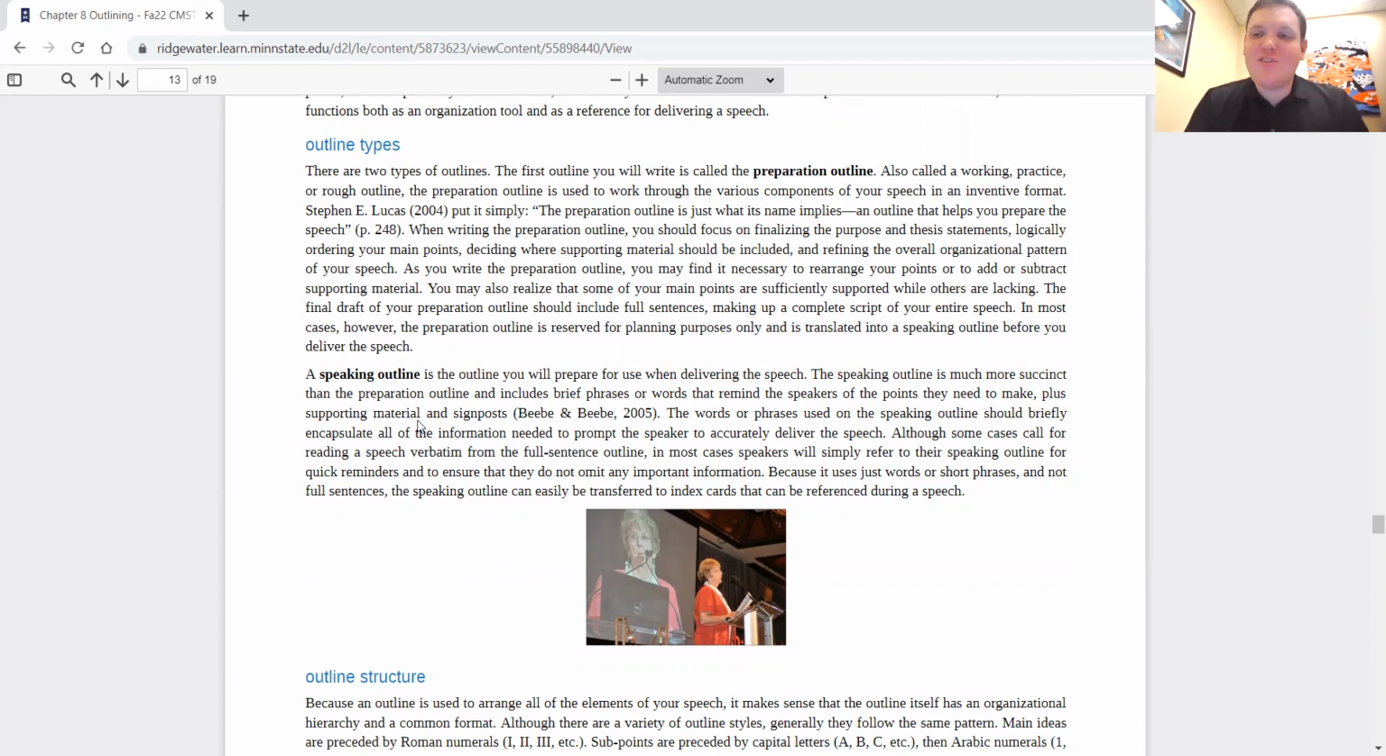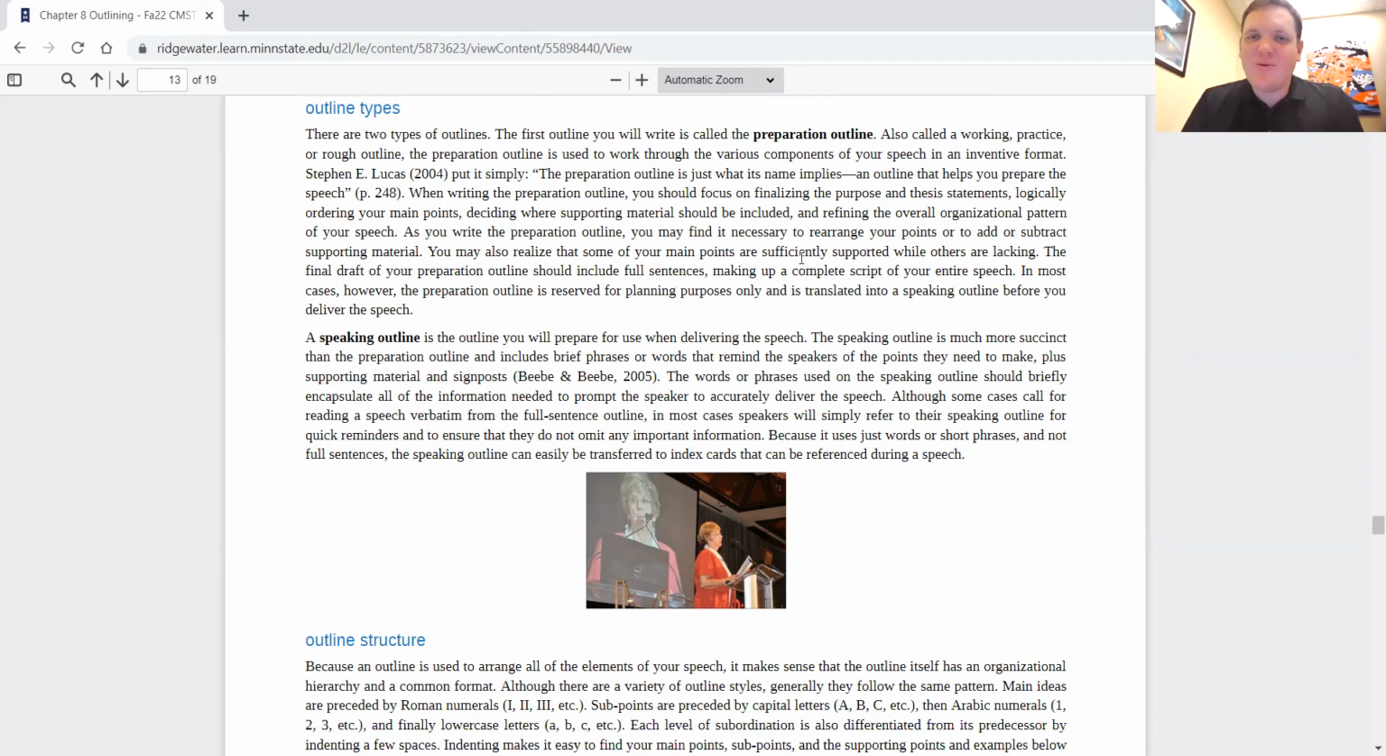A speaking outline, you may just have some keywords that make sense to you, but may not make sense to another person. So if you're getting feedback on your outline, these speaking outlines may not be helpful because you may just have a couple of keywords to remind you, oh, I'm going to talk about that. Whereas with the preparation outline, you can have more detail here.